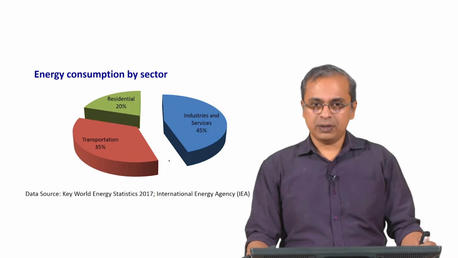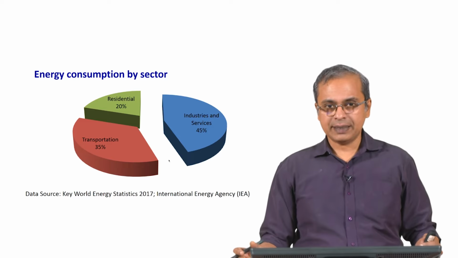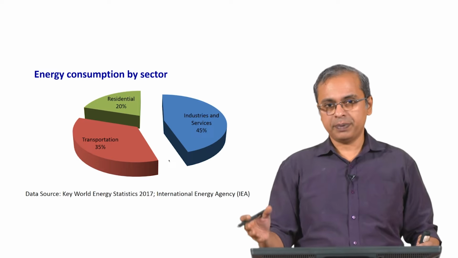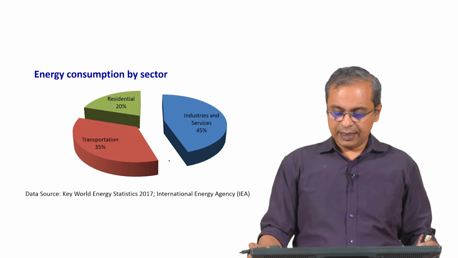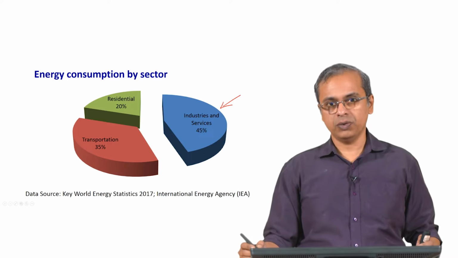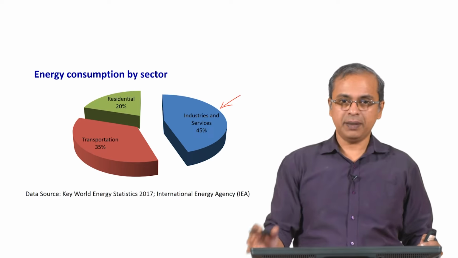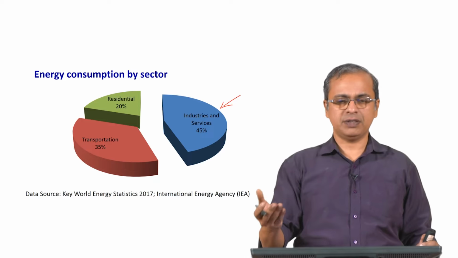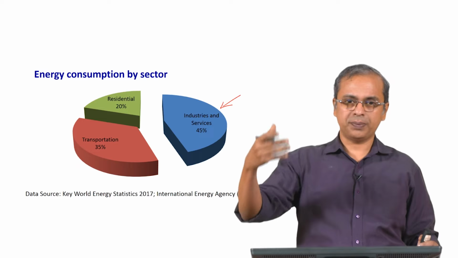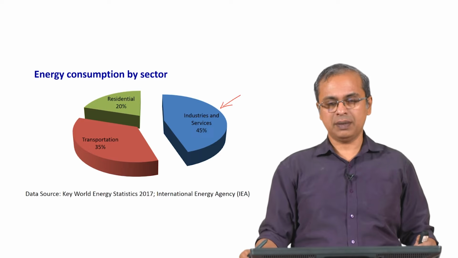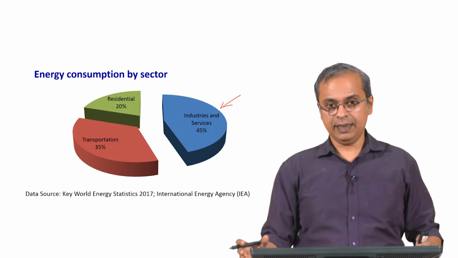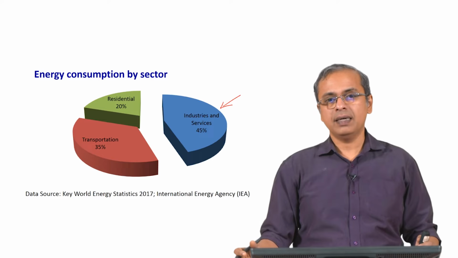Last class we saw the split of energy, this pie chart, which essentially shows you that if you take 100% of all the energy that we use, then 45% of the energy is consumed by industries that we have set up in various places and various services. Services include the shops you go to, all those commercial services, so to speak. All that is involved in the industries and services sector.